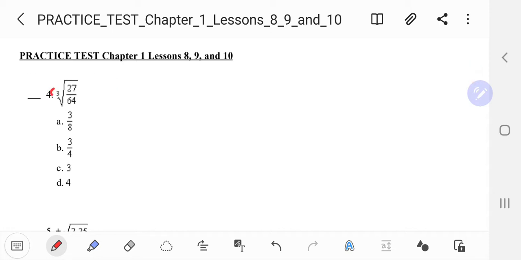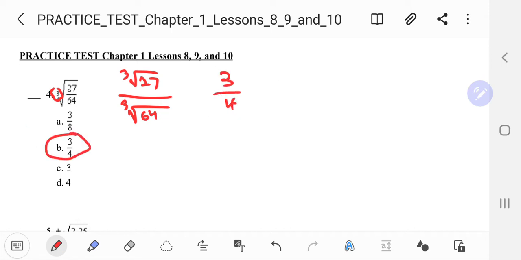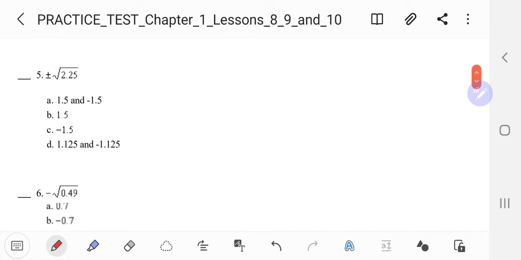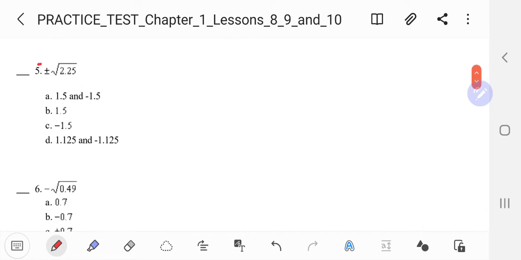Now, this is asking for the cube root. So what number times itself 3 times will give you 27? And what could be used as a factor 3 times to get you 64? That's going to be 3/4. And there's only one answer when we're talking about cube roots, where there could be 2 answers when you're talking about square roots.